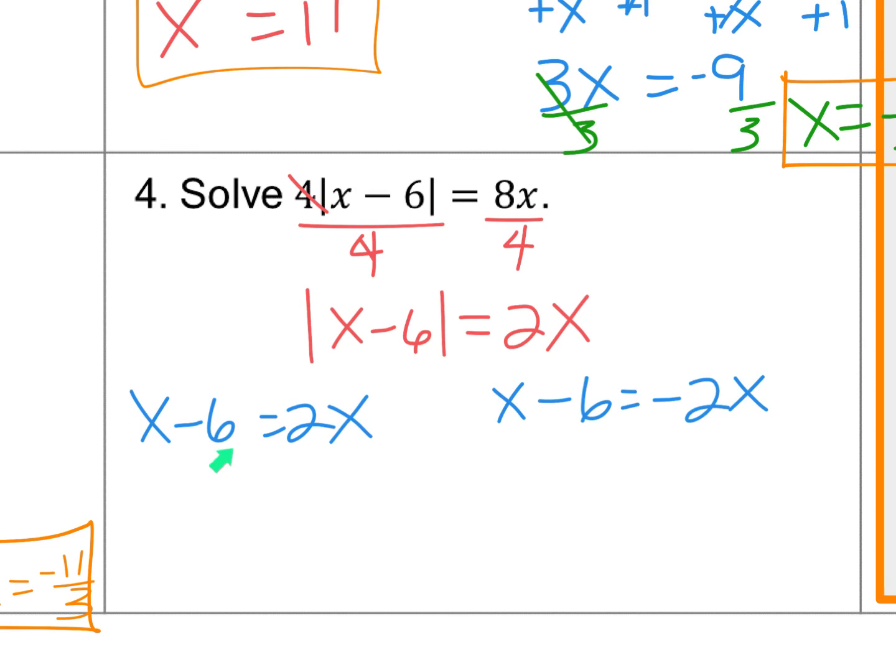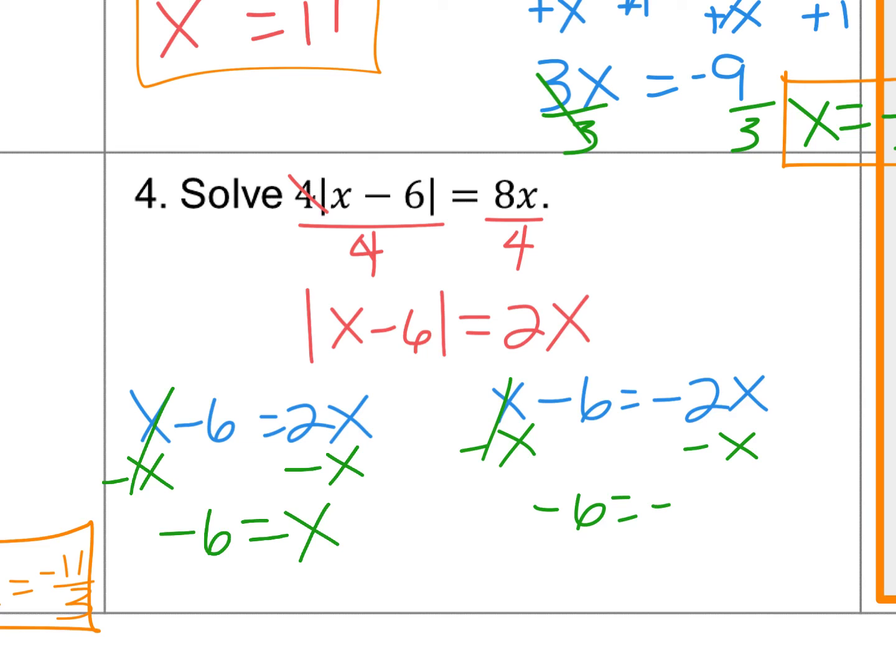I have x's on both sides, so we need to get those together. So since there are no constants over here, I'll leave the constants on the left and move the variables to the right. So I'm going to subtract x from both sides. So negative 6 equals x. Same steps over here. Negative 6 equals negative 3x. So then on this one, I'll need to divide by negative 3. Get x equals 2.